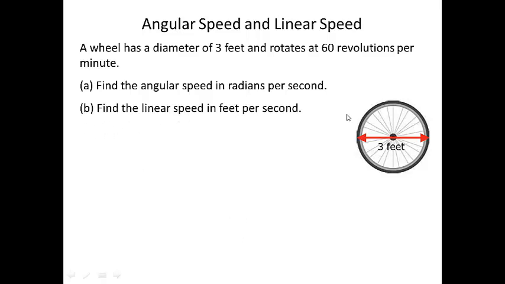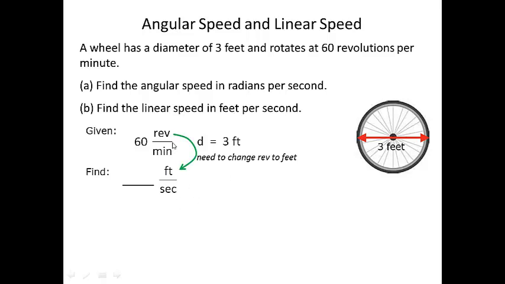We're going to find the linear speed. We're going to find how fast this is rotating around. If you were on the edge, how fast would you be spinning? Okay? So if we're going to do that, we're still given the same information, but this time we're trying to find feet per second. So we need to convert the revolutions to feet, and also we need to convert the minutes to seconds. So revolutions to feet, we're going to need a formula that we had a long time ago.